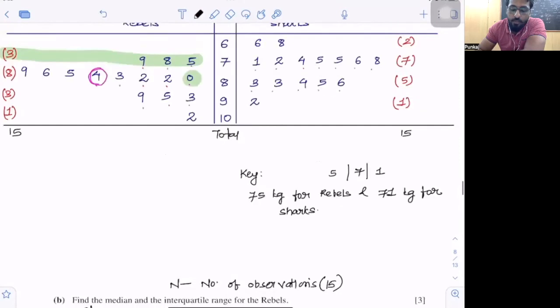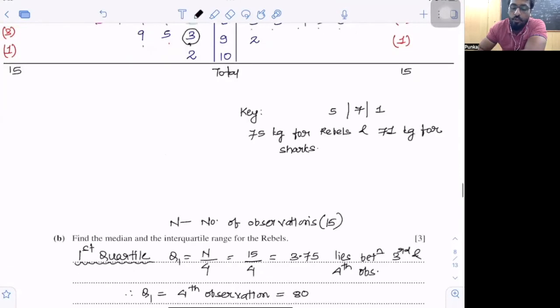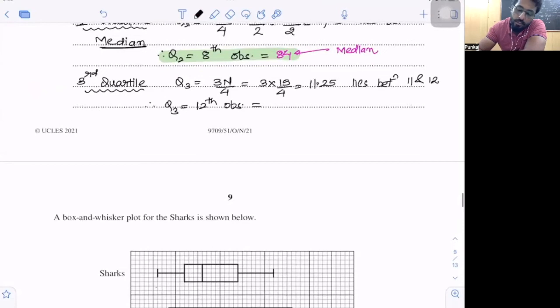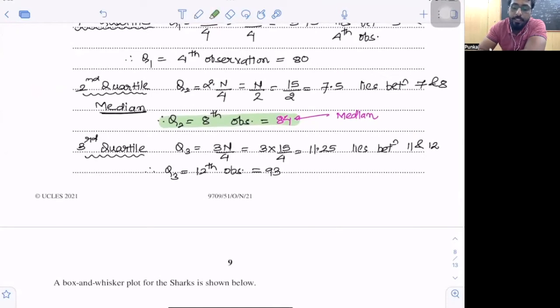So your 8th observation was 84. 8th observation. So 8, 9, 10, 11, and 12. So that's your third quartile. It's going to be 93 over here. That's 93. Okay, so I've got the first quartile. I've got the second quartile, which is the median. And I have also got the third quartile.